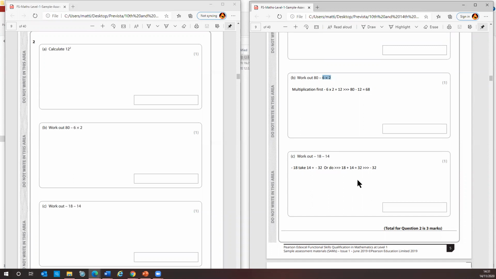Alternatively, I was trying to think, what happens if you had to do this on this non-calculator paper and you hadn't got the minus button? 18 plus 14 will give you 32. Then all we do is put the minus in front. So that could be useful for some of you to know in the test. It is really 18 plus 14 essentially, and you just put a minus sign in front of it.